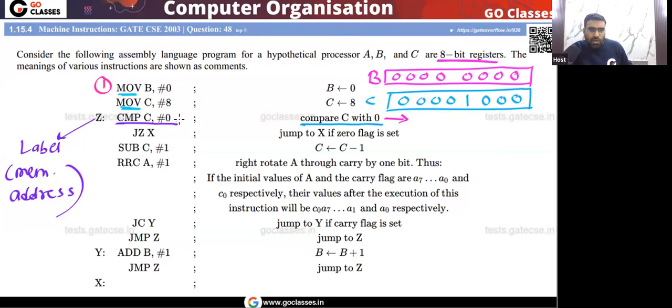It will compare the value of C with 0. The value of C is 8. So 8 minus 0, it will basically do. Now tell me, what will happen to the zero flag? What will happen to the carry flag? What will be the value of the zero flag?